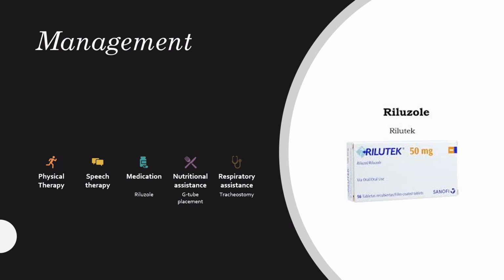Nutritional assistance: when they can no longer swallow, they will usually have a G-tube placed. And then respiratory assistance eventually when they can no longer breathe on their own. If they still wish to go on fighting this disease, they will have a tracheostomy done and have a breathing tube placed there for them.